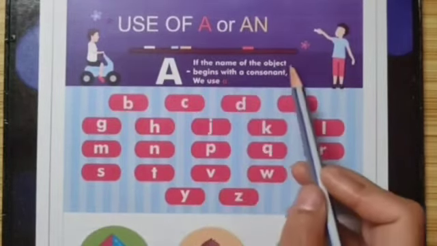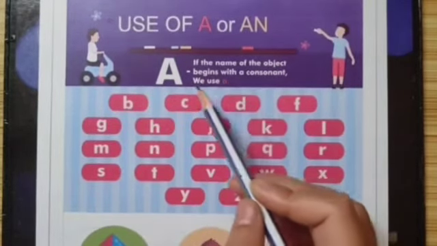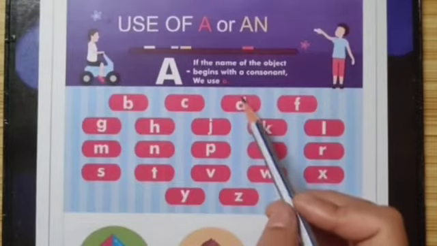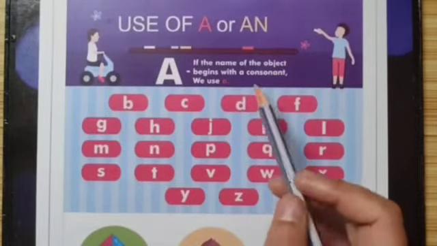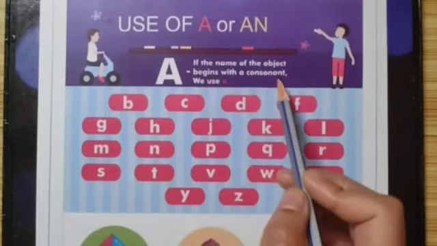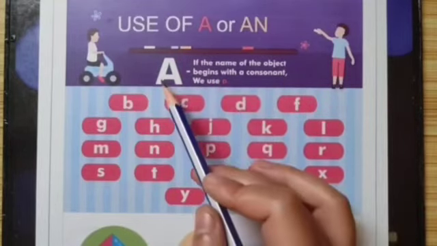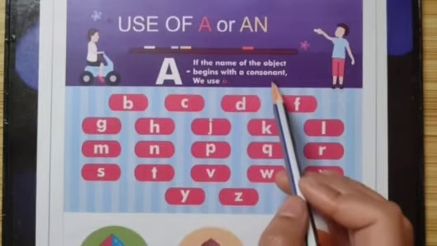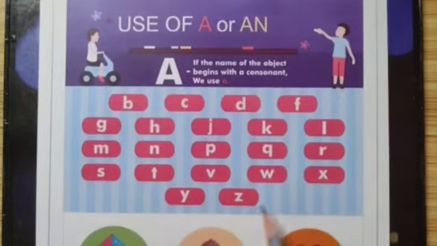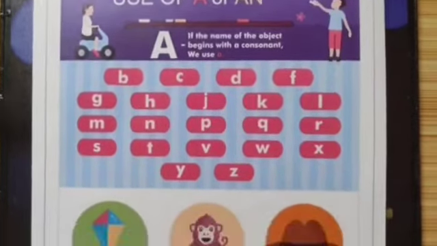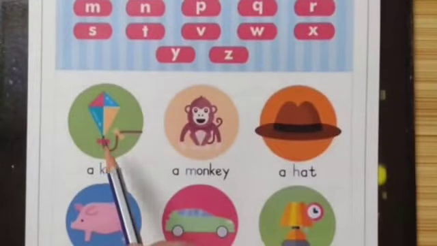If the name of the object begins with a consonant, we use a. That means if the first letter of any object begins with a consonant, then we use a. And why do we use a? Because a is a very good friend of consonant. These all are consonant. Now, let's see some examples.